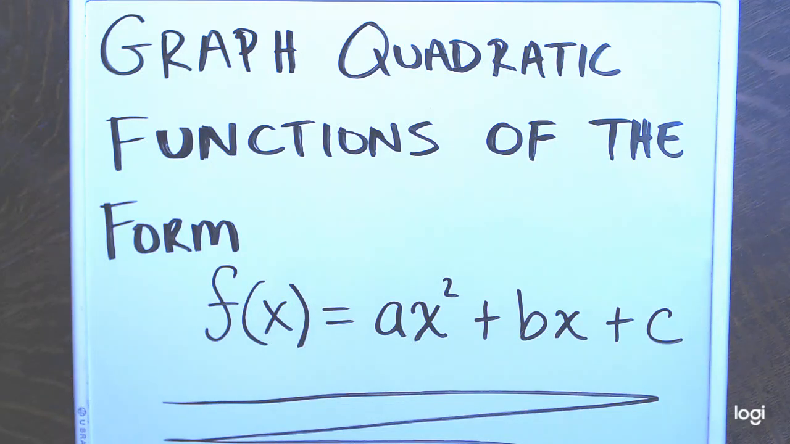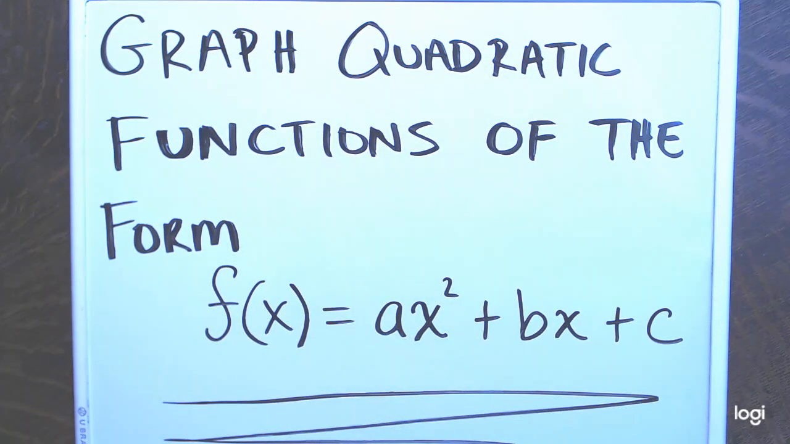Hello everyone, and welcome to this video on graphing quadratic functions of the form f of x, or y, equals a times x squared plus b times x plus c, or ax squared plus bx plus c, where a, b, and c are real numbers. And of course a is not 0, because if a were 0, then you wouldn't have a quadratic function.